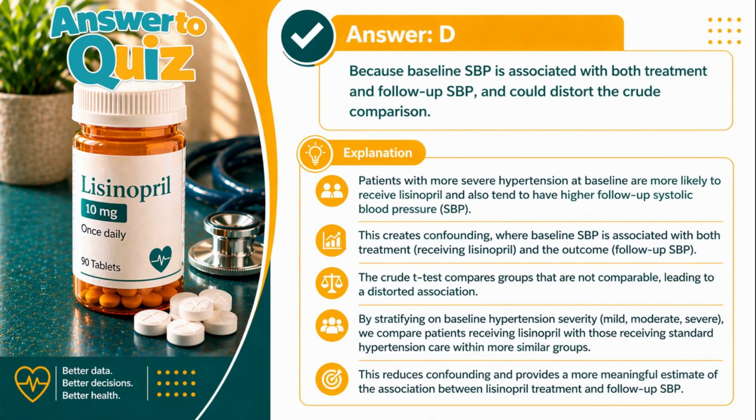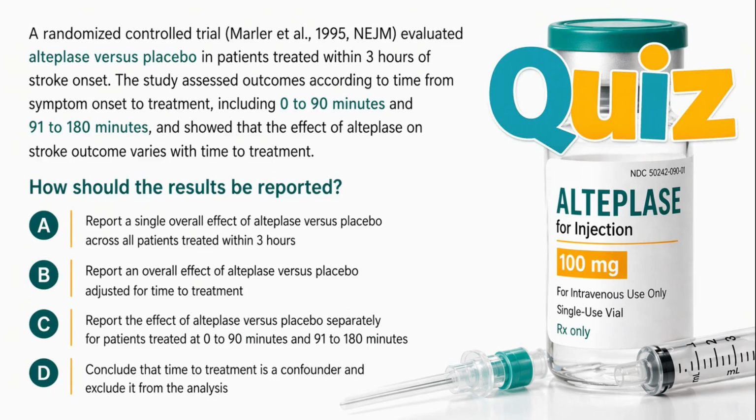The correct answer is D. Baseline systolic blood pressure is associated with both treatment and the outcome. Patients with more severe hypertension are more likely to receive lisinopril and also tend to have higher follow-up blood pressure. Without stratification, the comparison is distorted because the groups are not comparable. Are you ready for another question?